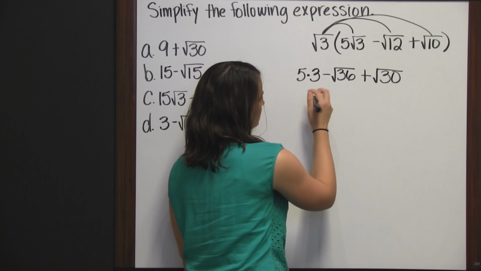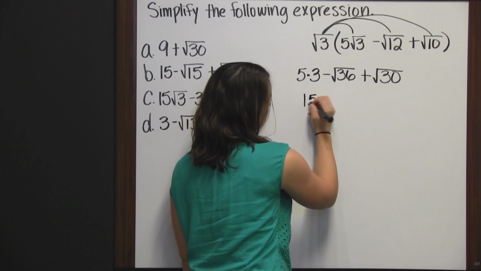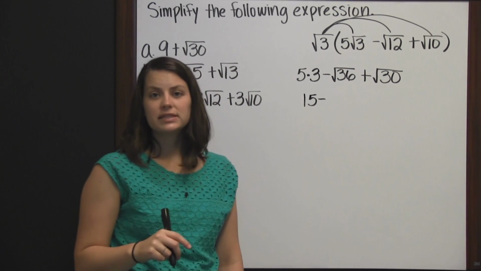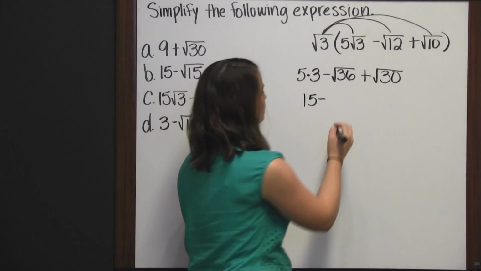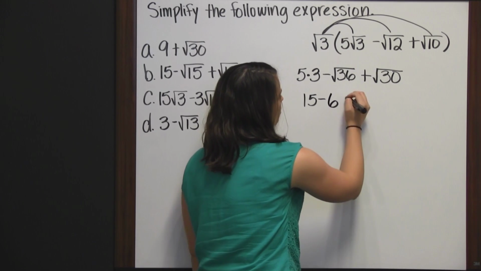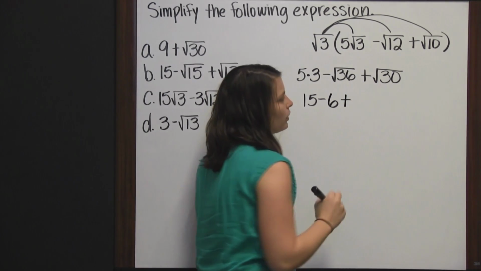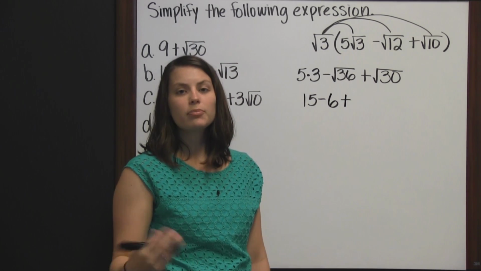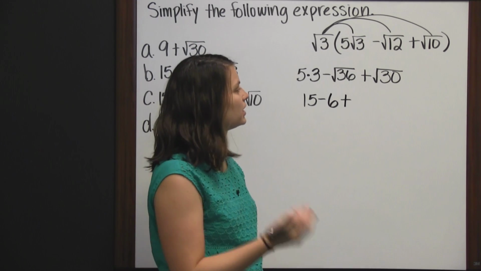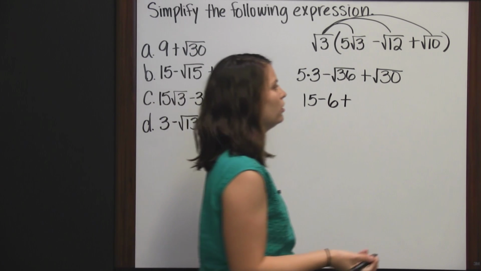5 times 3 is 15, minus the square root of 36, which is 6, because 6 times 6 is 36. Plus, now 30. You want to break down that number and see if there is any part of it that we can take the square root of.